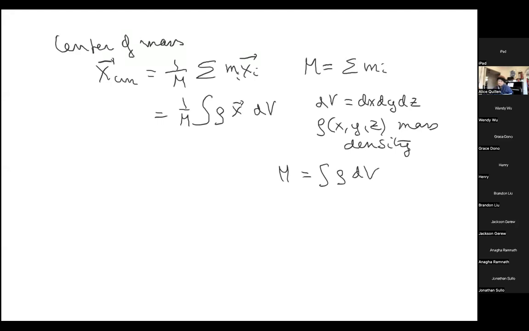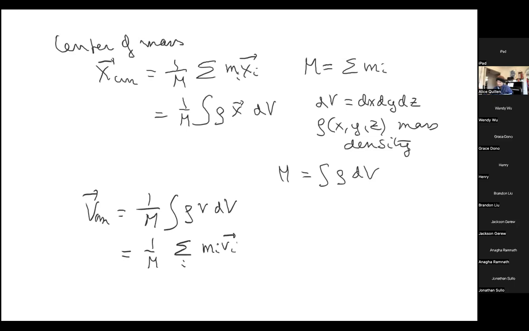The velocity of the center of mass, you just differentiate these. So if we have a mass distribution, it would be the integral of rho v dV. And if it's a particle distribution, it's the sum of m_i v_i, like that. This is a vector.